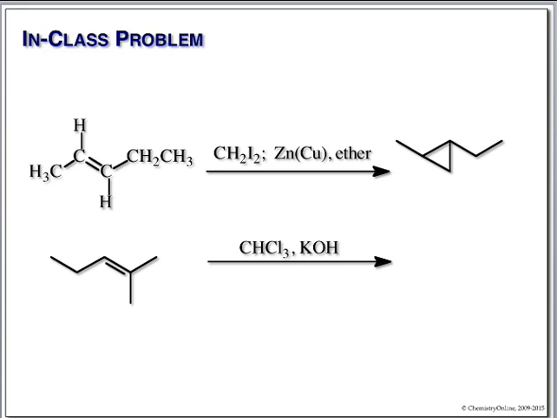Our next one is dichlorocarbene. We are going to put a cyclopropane ring here. And all we have to remember is to put two chlorines on it. The product would simply look like that. Any questions?